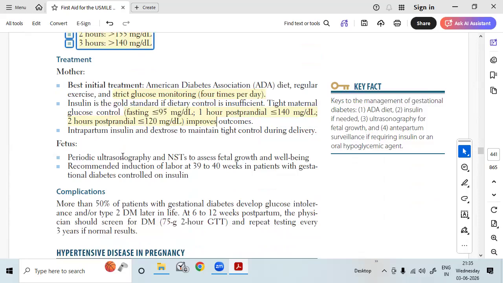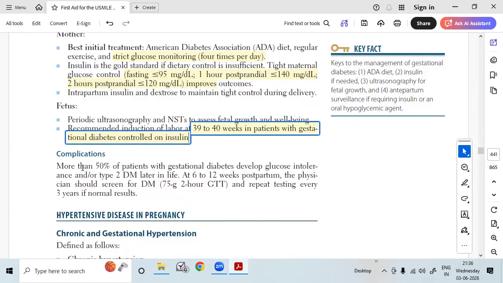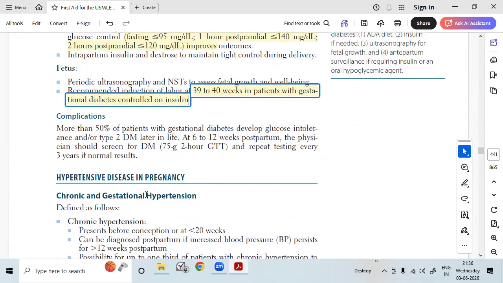For the fetus, you need to do periodic USG and NST to assess fetal growth and well-being. Recommend induction of labor at 39 to 40 weeks in patients with gestational diabetes who are controlled on insulin. So this is important. Complication: more than 50% of patients with gestational diabetes develop glucose intolerance and or type 2 diabetes later in life. So at 6 to 12 weeks postpartum, the physician should screen for diabetes with a 75-gram 2-hour GTT, and repeat testing every 3 years if results are normal.